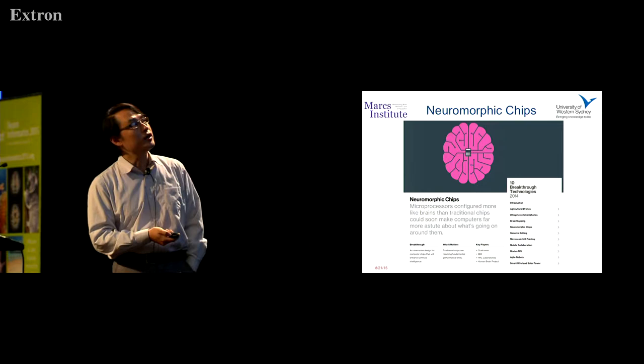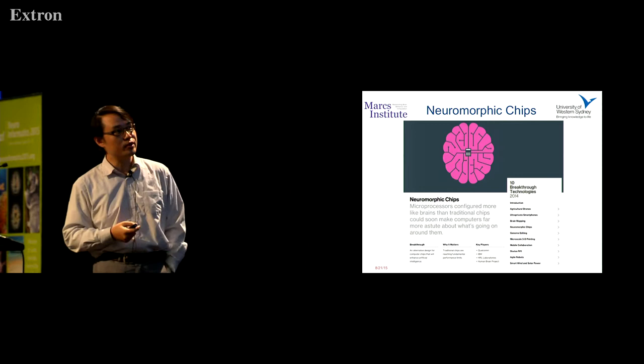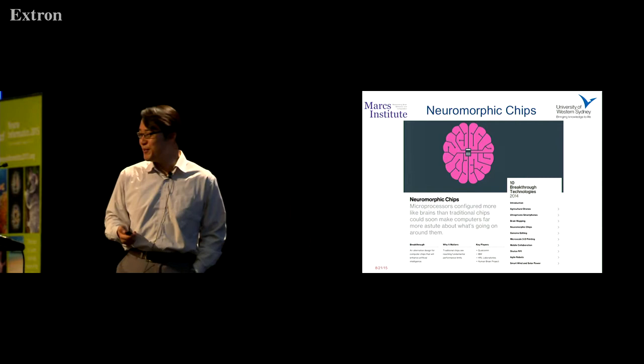Okay, the neuromorphic chip was one of the 10 breakthrough technologies last year. I think one major reason is IBM's TrueNorth chip, which made a very good advertisement for the whole field. Now people know what we are doing.